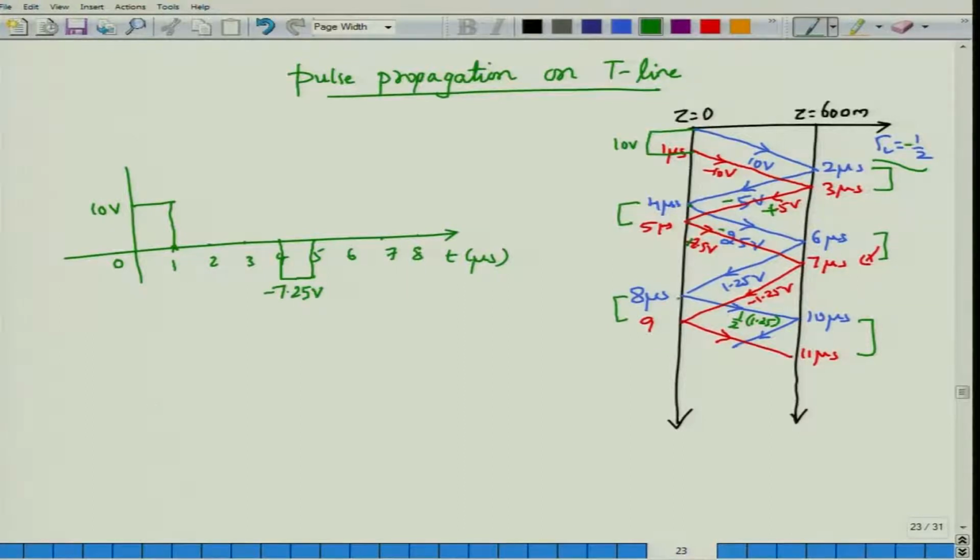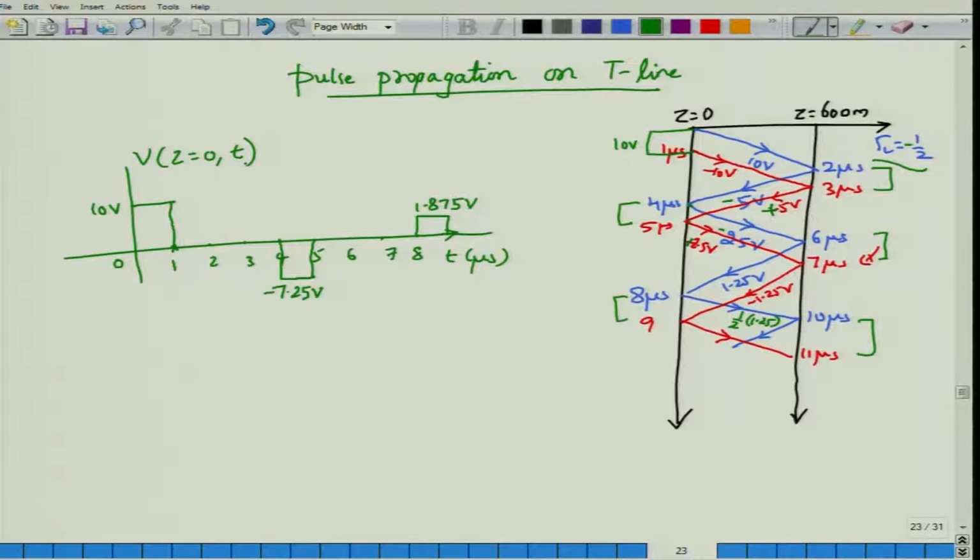The next change will happen at 8 microsecond, wherein you are receiving 1.25 and sending half of 1.25, and that would be about 1.875 volt. This time it would be positive and it would last from 8 to 9 microseconds. So this is 1.875 volt and so on. So this is how the voltage would look at the source side. You will see a sequence of pulses being propagated.